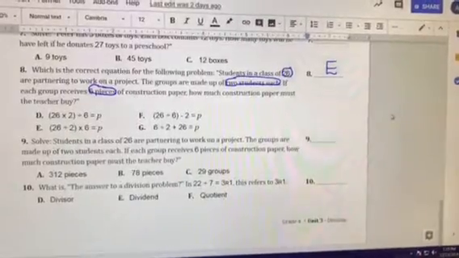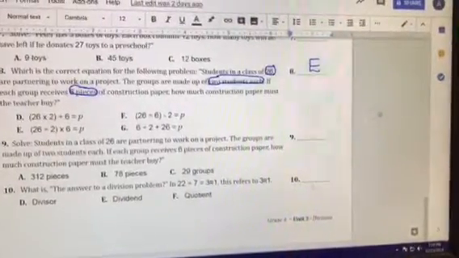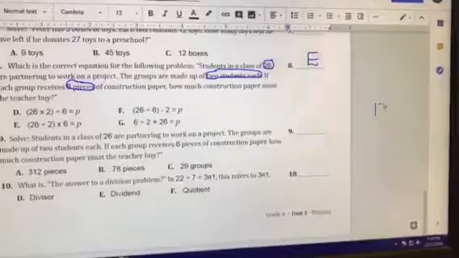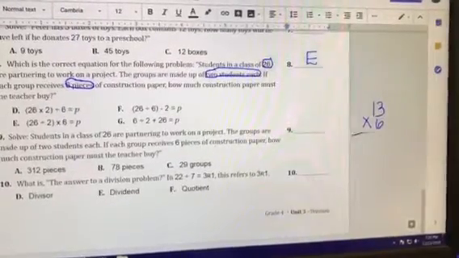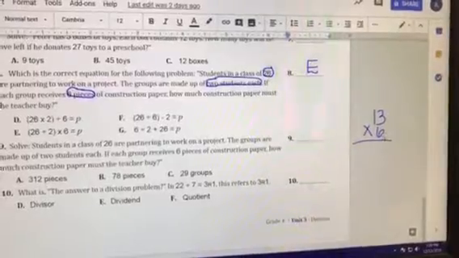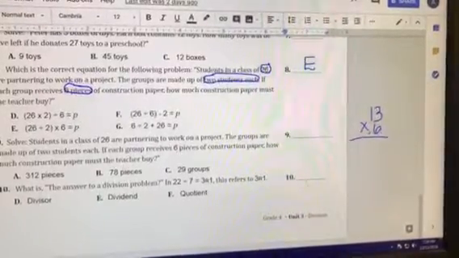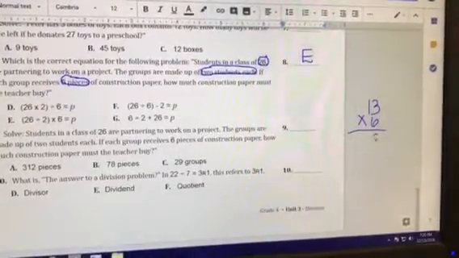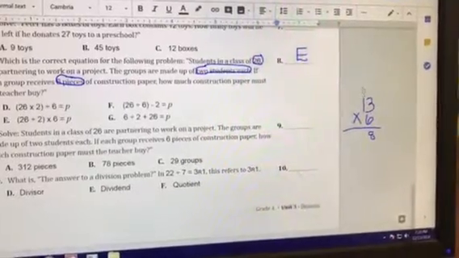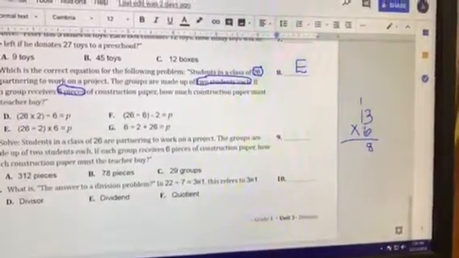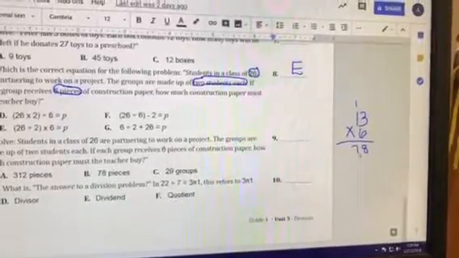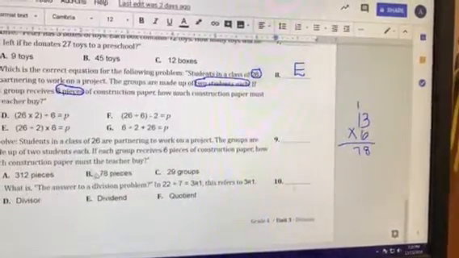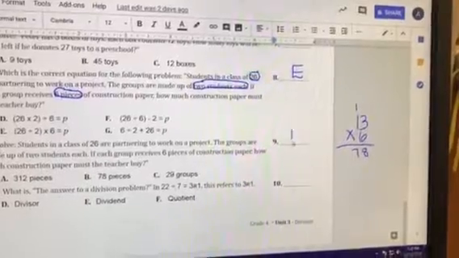So we want to take 26 divided by 2, which is 13, and multiply by the 6 pieces of paper. So when we're multiplying, we're going to take 6 times 3 first, which is 18. I have a regrouped 1, and then 6 times 1 is 6, plus the regrouped 1 makes 7. So 78 pieces of paper, which is answer B.